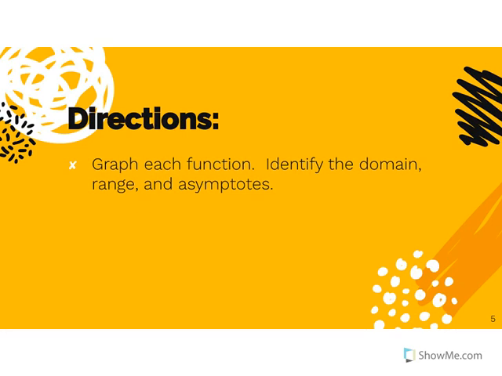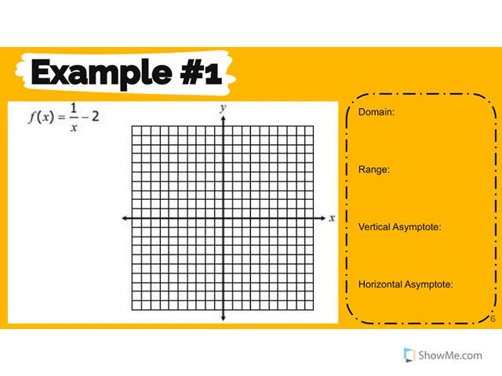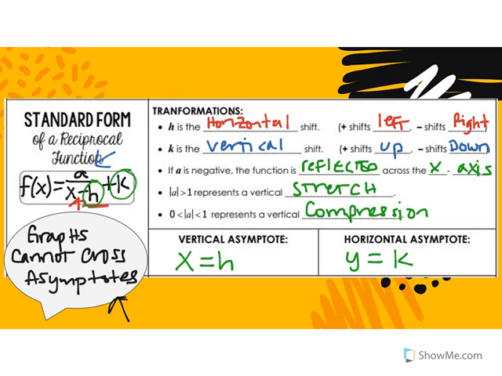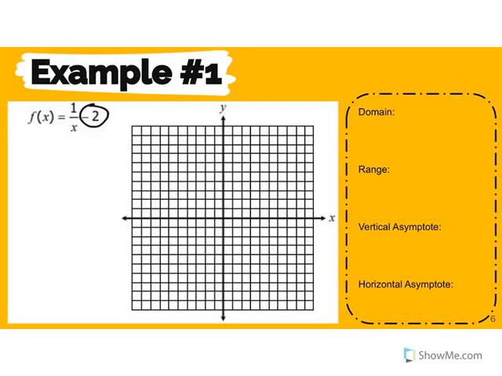Okay, so go ahead and write down these directions. This is the one set of directions for our next 4 examples. You're going to graph each function, identify the domain and range, and the asymptotes. For our first example, we have the function f of x equals 1/2 over x minus 2. We're going to eventually find our domain, range, vertical asymptote, and horizontal asymptote. We see that we have a -2 out here. If we look back at our formula, that represents the k. The k is always going to be our horizontal asymptote. So we have y equals -2. You always want to find your asymptotes first because that will tell us where to draw them.